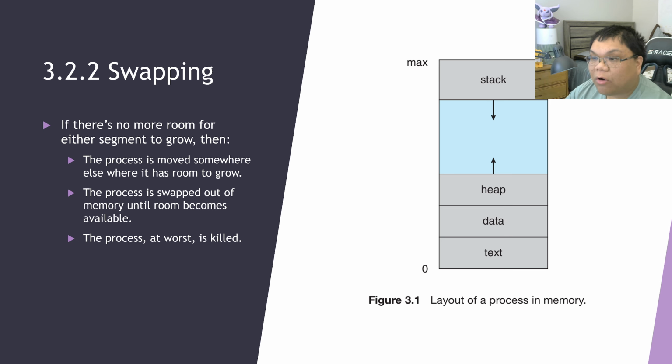If there is no more room for either the stack or the heap to grow, then the process is moved somewhere else where it can grow. The process is swapped out of memory until room becomes available, or at worst, we just downright kill the process.